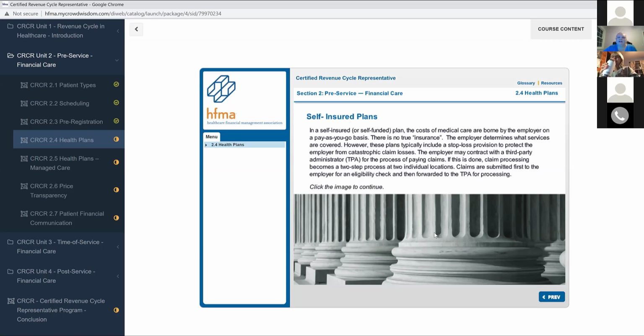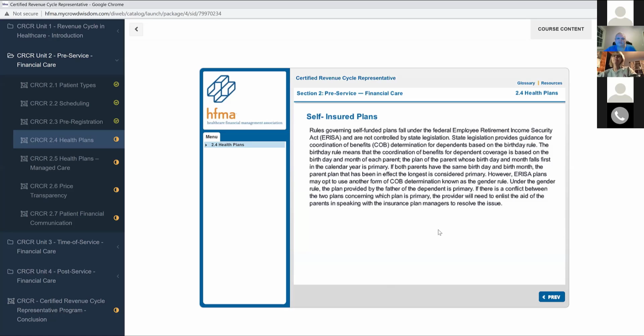There are rules governing self-funded plans. The main law that regulates this is known as ERISA, the Employee Retirement Income Security Act. So again, you're going to want to associate ERISA with your self-insured plans. You have the state legislation that provides guidance for the coordination of benefits, determination for dependents based on the birthday rule.